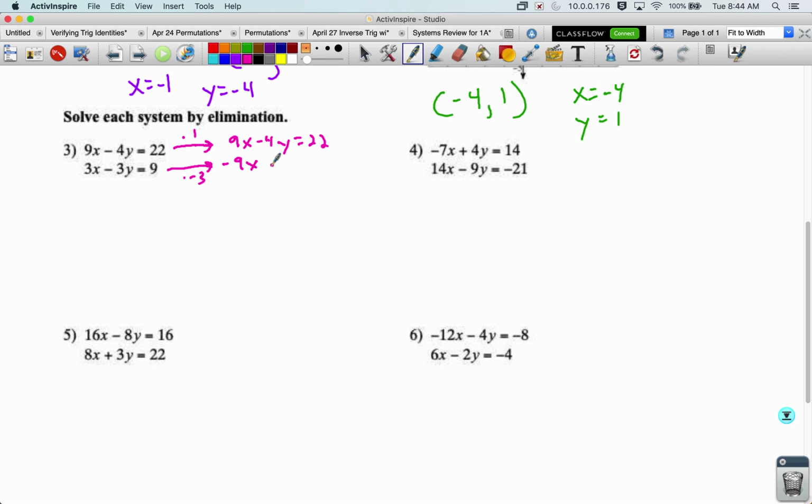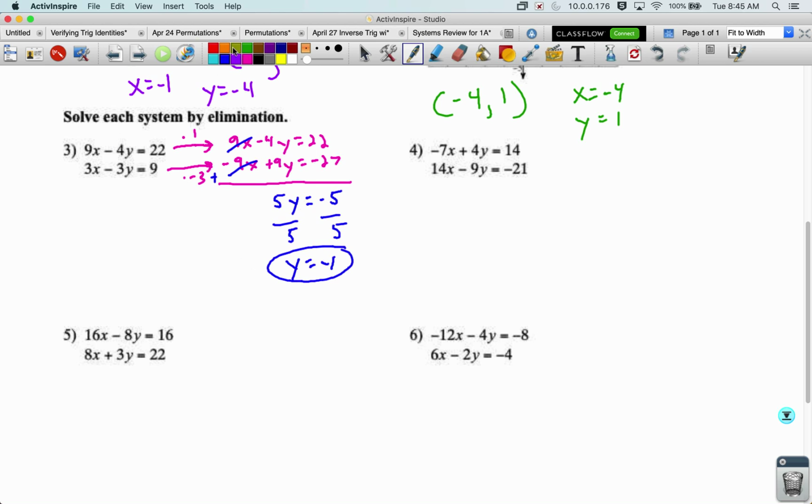-9x plus 9y equals, every single term has to get multiplied by that -3. -27. Add them together. These terms now cancel out. This here becomes a 5y, and this here becomes a -5. Divide both sides by 5. Get y equals -1. All right, not done.